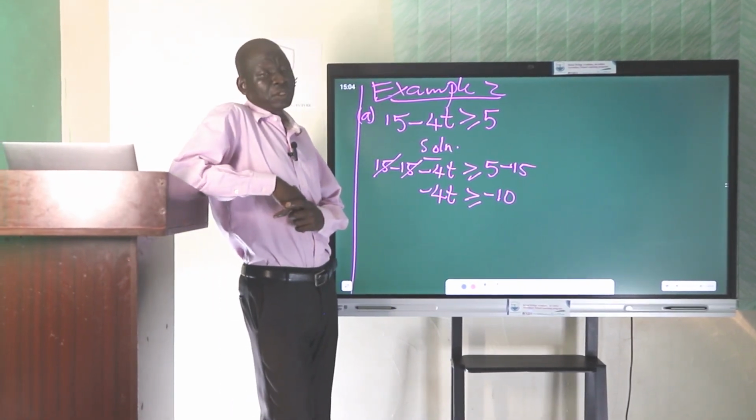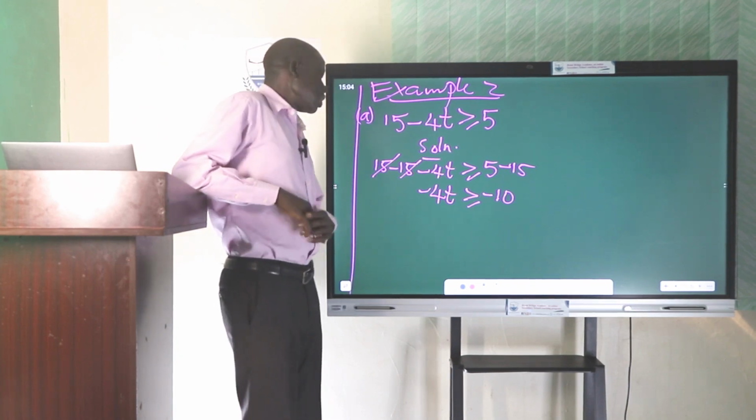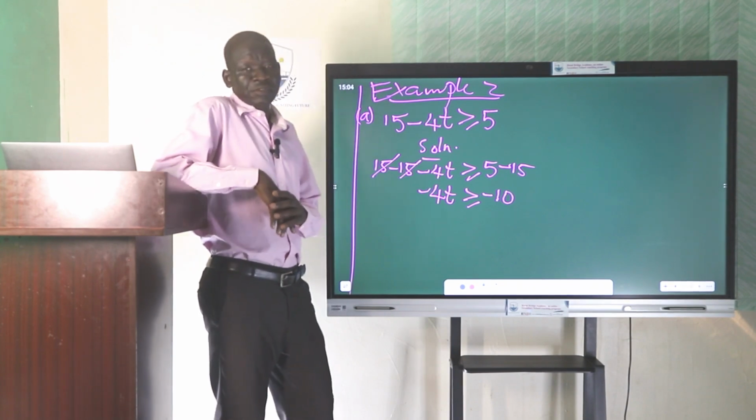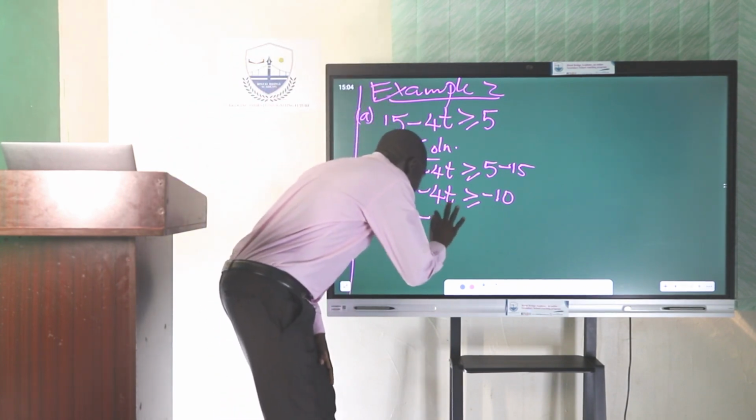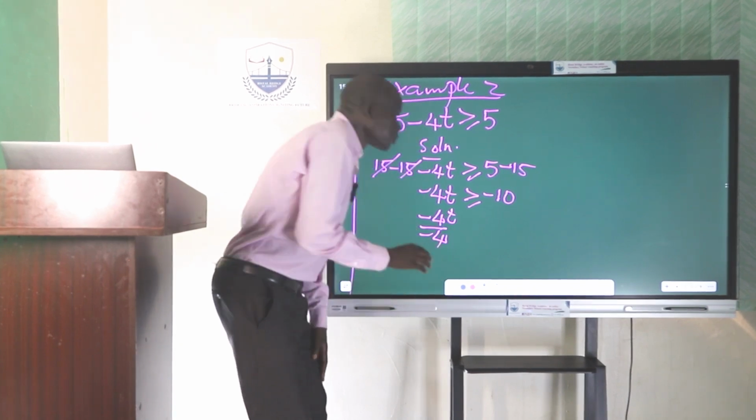5 minus 15, we get negative 10. So we shall divide both sides by negative 4. We have negative 40 divided by negative 4.